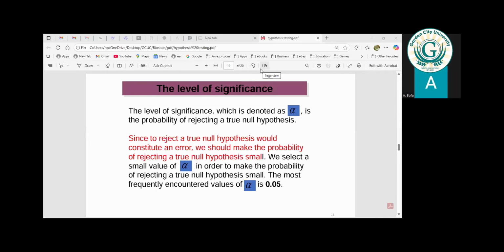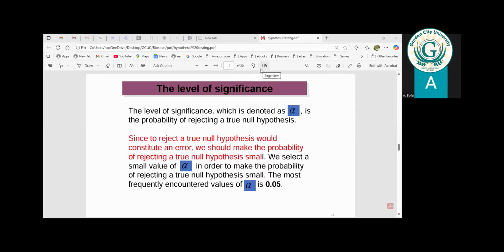I hope that's clear. So whatever you get, you are going to compare it with the p-value. There's something we call the p-value, the probability value. This probability value is always associated with the test statistic. So if you have your significance level, then you compare it to the probability value.